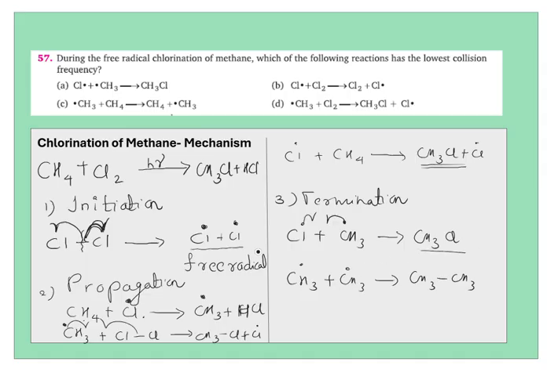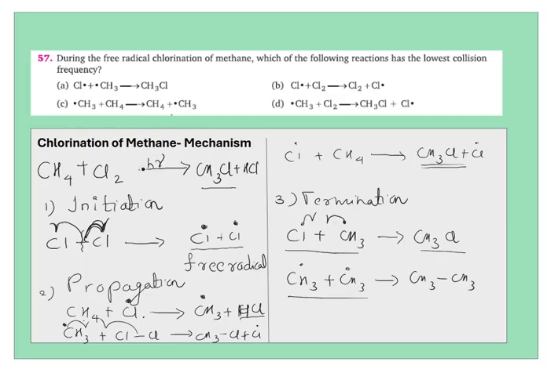Okay. So what is termination? It is where the free radicals combine together to form a stable product. Since these species are less in quantity, their collision frequency will also be very less. So this is the mechanism of chlorination of methane, where you are showing formation of methyl chloride and hydrogen chloride.